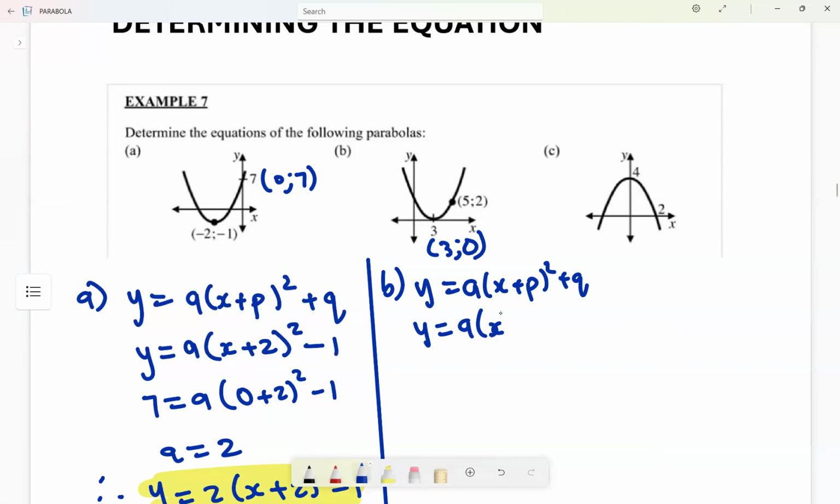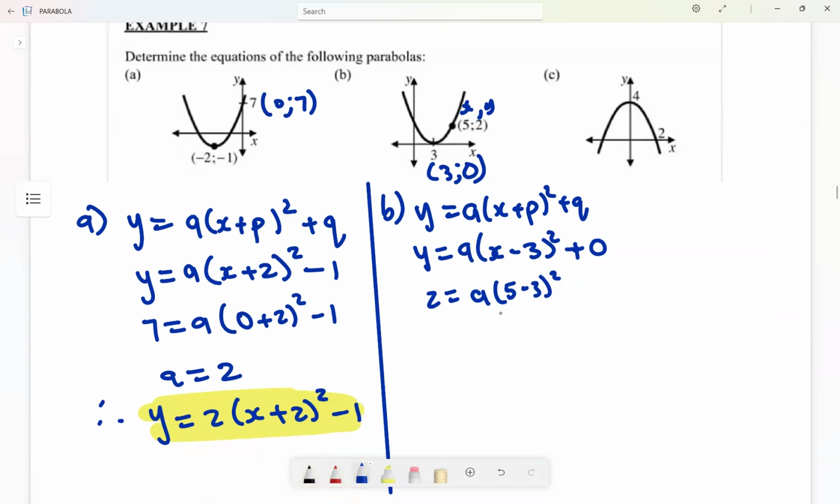So positive 3. When it goes to my equation, it's going to be x minus 3 squared plus, what is my y? Can you see that here? My y is 0. I'm generally going to say plus 0. Okay? This is me just substituting. And then I need to find the value of A. So I need to substitute any point. Okay? So this is my x, this is my y. It's going to be 2. It is equal to A into 5 minus 3 squared. Okay, plus 0. I don't need to write it.